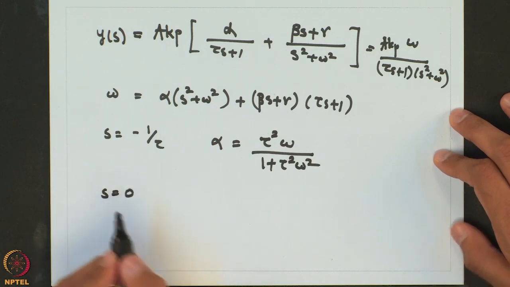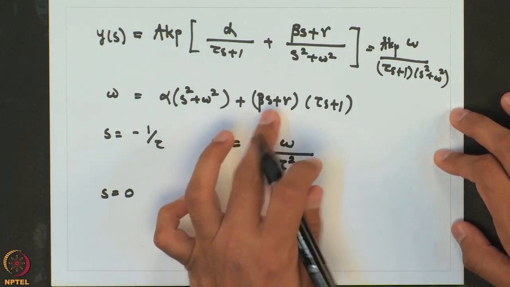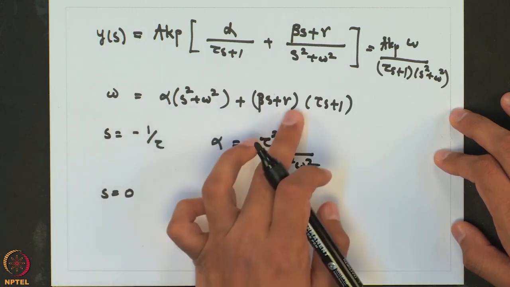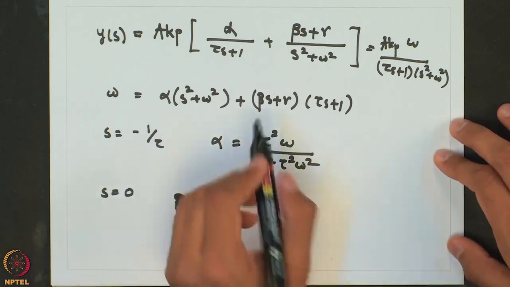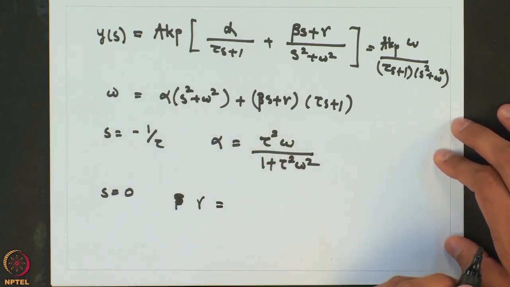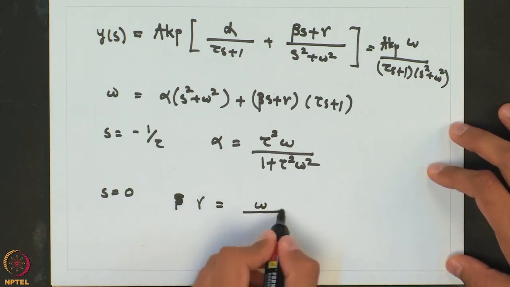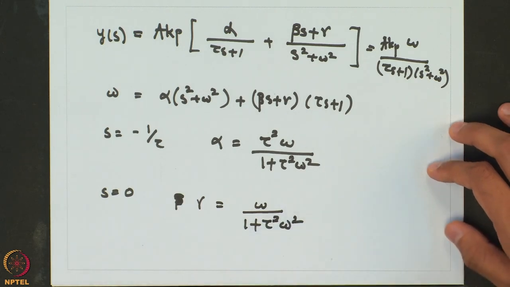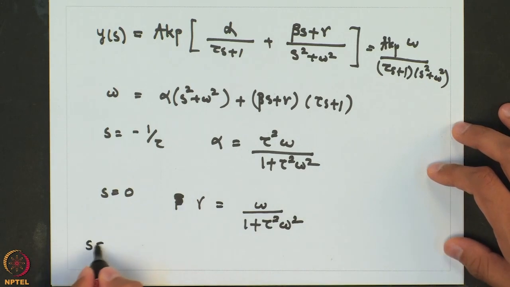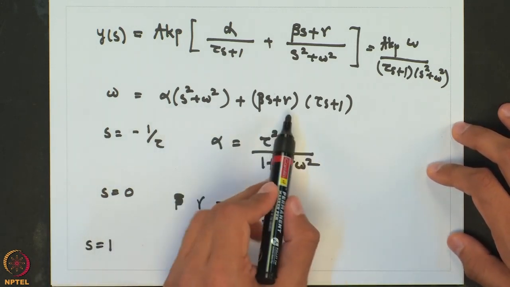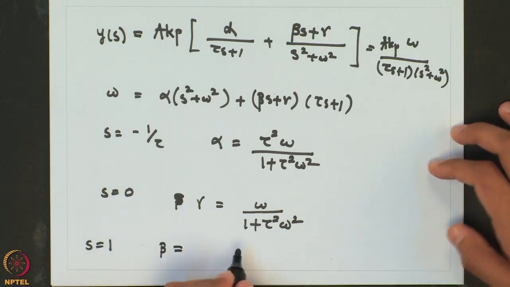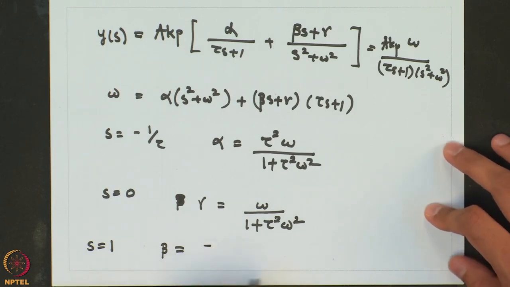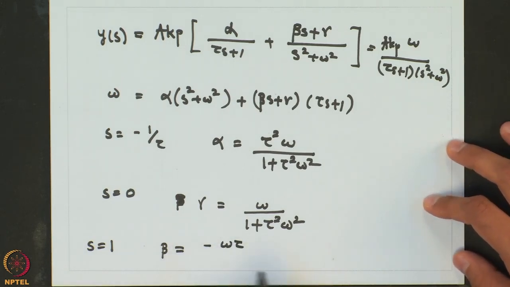Now if we take s equal to 0, in that case we will get rid of beta, so we will have alpha and gamma, and in that case we can substitute the value of alpha from this. So in that case we will get gamma, which will be equal to omega over 1 plus tau square omega square. And lastly, we can substitute s equal to 1. In that case, nothing will cancel out, but we already know the values of gamma and alpha. So we can get the value of beta, which in this case will come out to be minus omega tau over 1 plus tau square omega square.